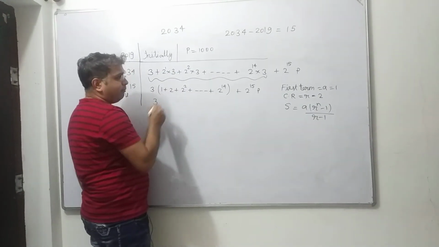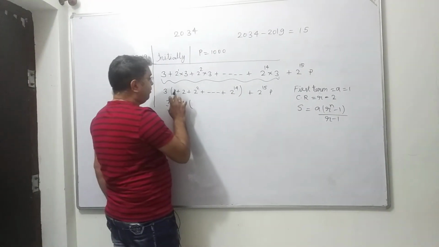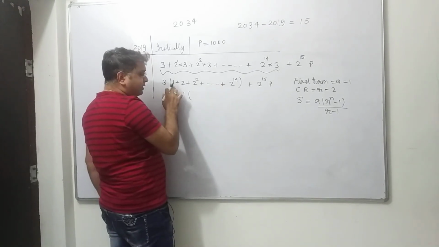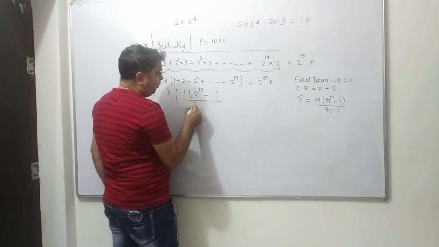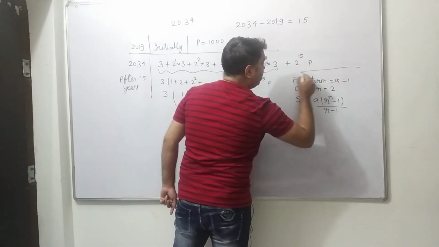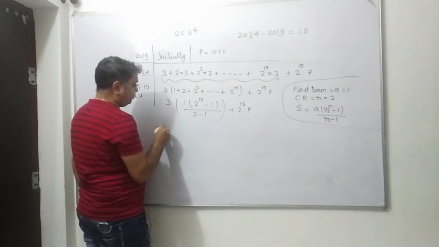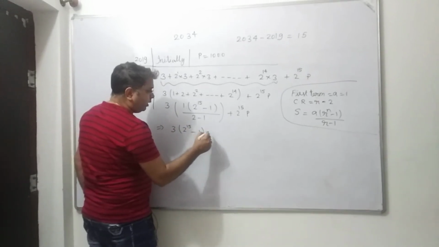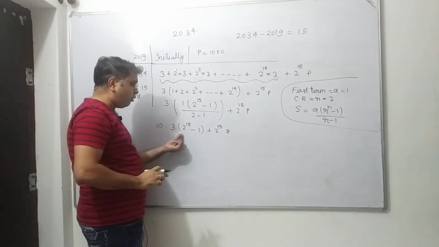So we will substitute into the formula. A is our 1 and n is the number of terms. How many terms do we have here? From 1, this is 14 terms plus this 1 term, so this is 15 terms. So we can write 2 to the power 15 minus 1 upon R minus 1. What is R? R is 2. Plus 2 to the power 15 p, so 2 to the power 15 minus 1 plus 2 to the power 15 p. Here 2 minus 1 becomes 1, so we are not writing 1 here.